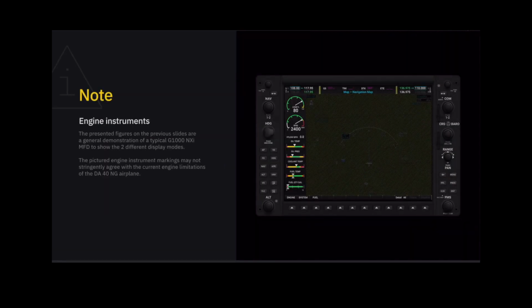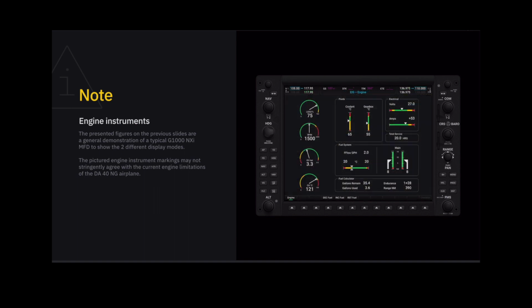Note: the presented figures on the previous slides are a general demonstration of a typical G1000 NXI MFD to show the two different display modes. The pictured engine instrument markings may not stringently agree with the current engine limitations of the DA40NG airplane.